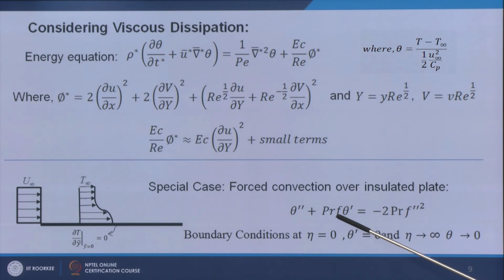Theta double dash plus Prandtl number f theta dash is equal to minus 2 Pr f double dash whole square. So this extra term will be coming due to your viscous dissipation term. Okay, and subsequently the boundary conditions are like this: theta dash 0 is 0 and theta infinity is actually 0. Remember, over here theta dash is coming in case of constant wall temperature, there was theta. Because theta dash we need to keep for the constant heat flux case. Okay, so heat flux is constant.